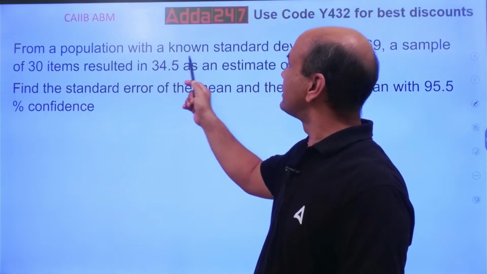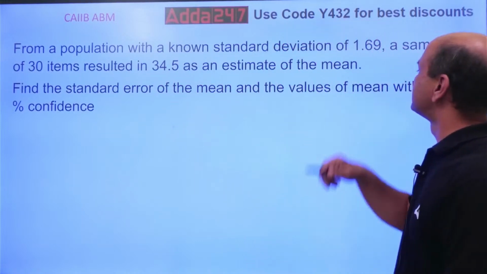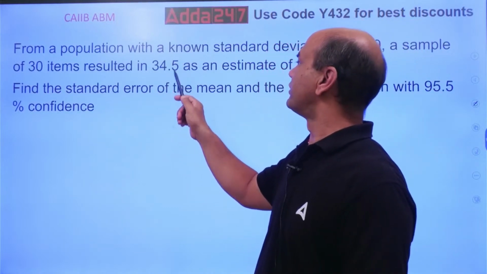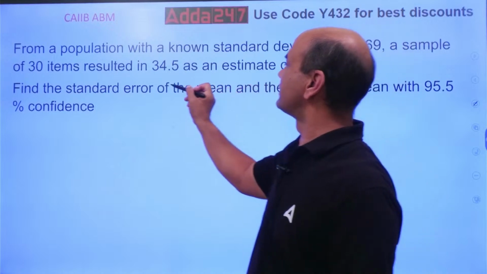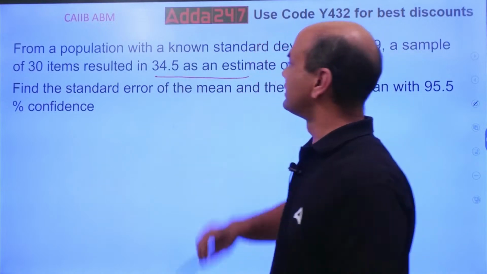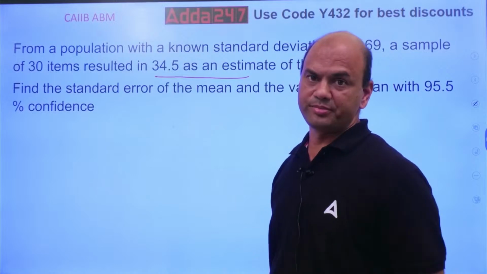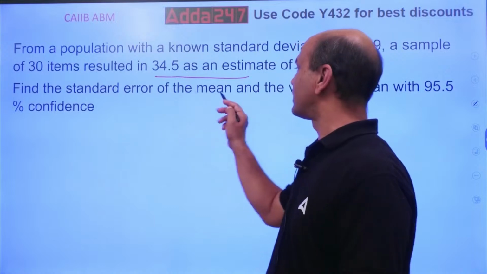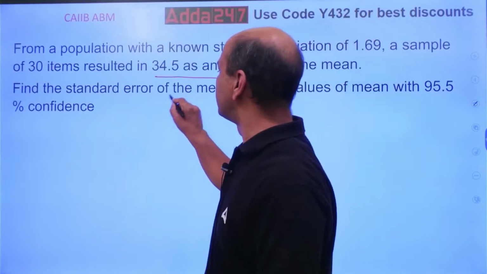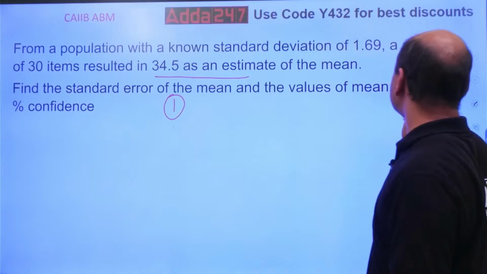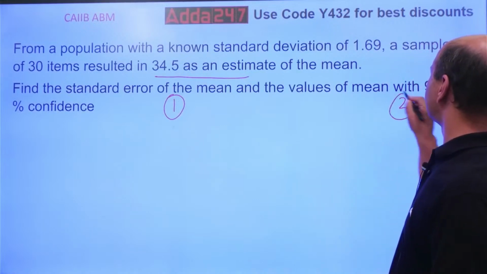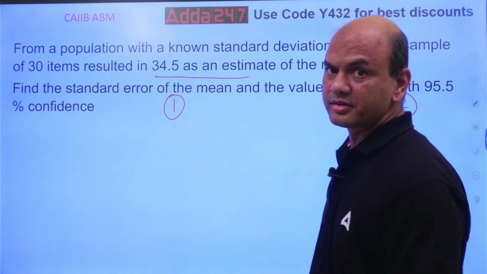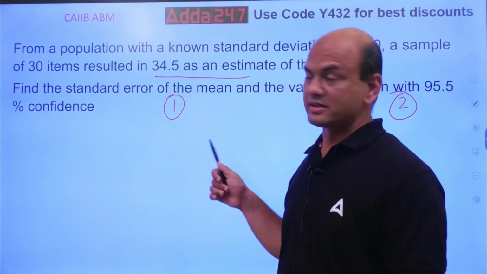From a population with a known standard deviation of 1.69, a sample of 30 resulted in 34.5 as an estimate of the mean. Estimate means you are finding it out. Find the standard error of the mean and the values of the mean with 95.5% confidence. Now there are two questions in it. Earlier numerical I didn't cover this second part.